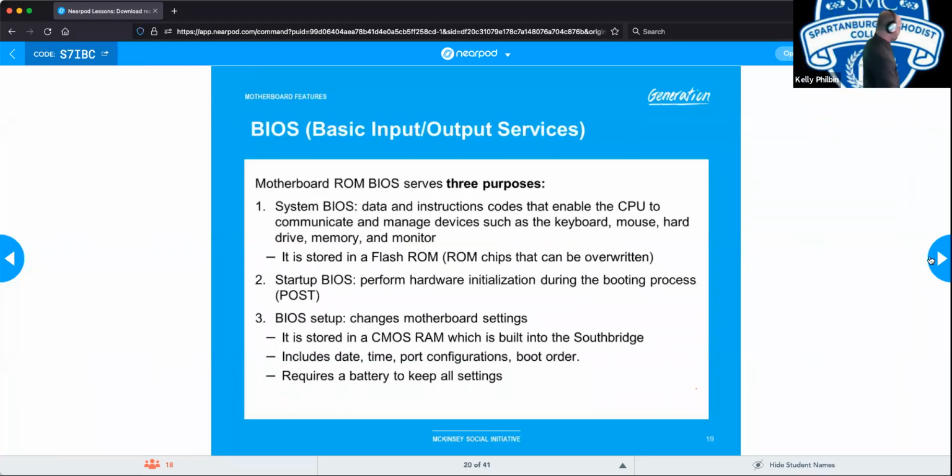BIOS. We talked about it yesterday. Basic input output services. It serves three purposes. It enables the CPU to communicate and manage all devices connected to it, and will essentially establish basic communication with those devices immediately upon hooking up. Plug and play is what they call it, although it is sometimes called plug and pray.